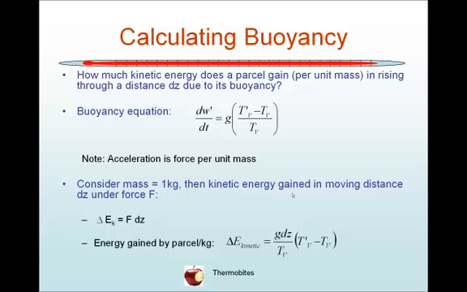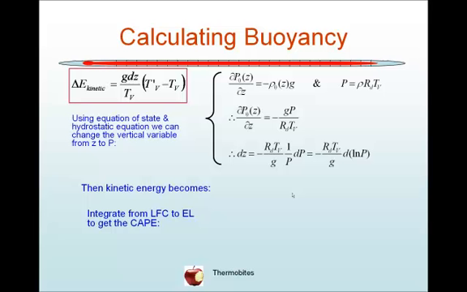Now the buoyancy equation gives us acceleration, and acceleration is simply force per unit mass. So if we consider a mass of 1 kilogram, then the kinetic energy gained in moving a distance dz under the influence of that force is delta Ek equals F dz. And so the energy gained by a parcel of air per kilogram, delta E kinetic, is equal to g dz on Tv multiplied by Tv dashed minus Tv. That equation is reproduced there in the box.